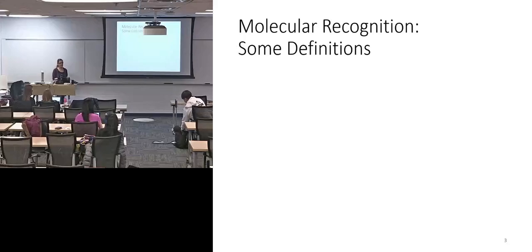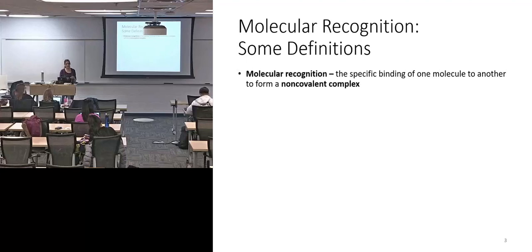So, into new stuff. Okay, we're just going to start with some definitions, just to orient you to the language I'll be using throughout the next couple chapters. So molecular recognition, like I said, we're talking about binding: the specific binding between some molecule and another molecule, forming a non-covalent complex. Non-covalent is sort of the key word here.